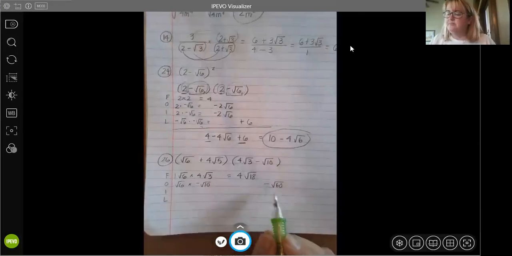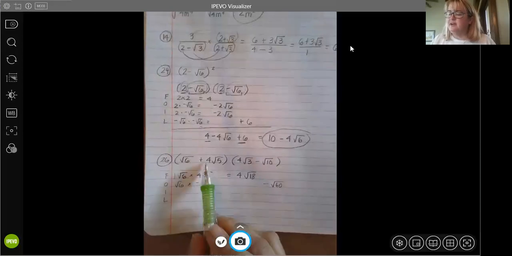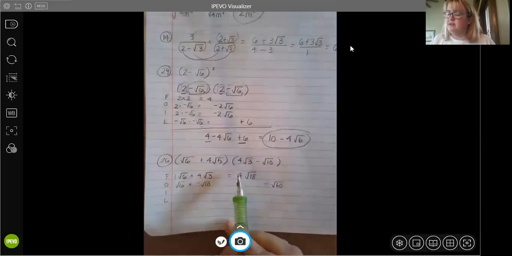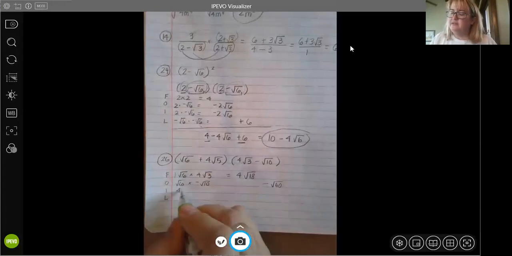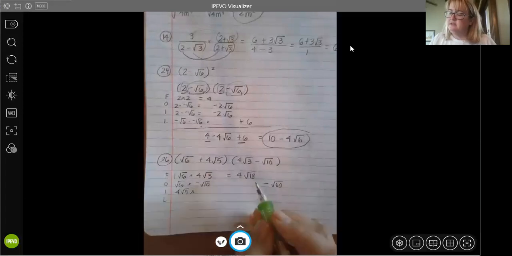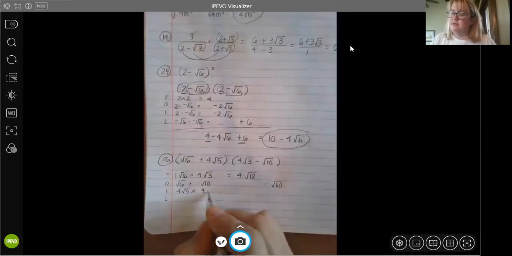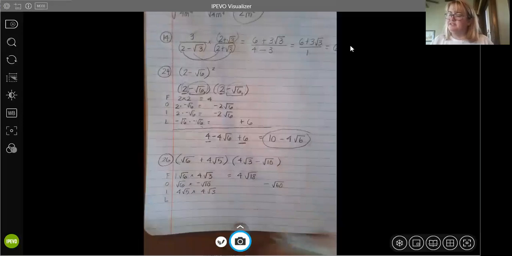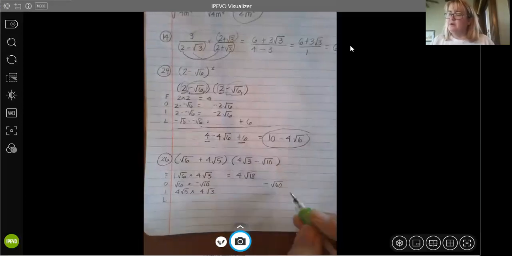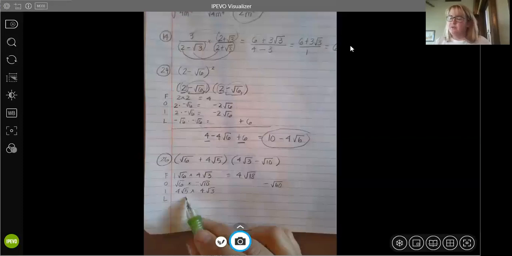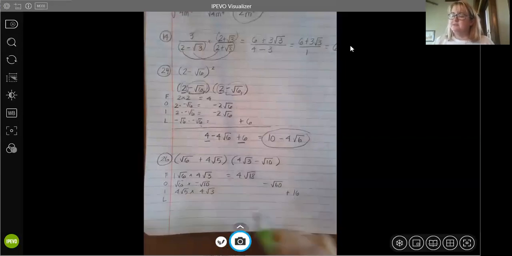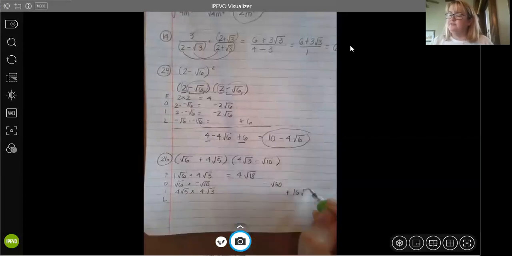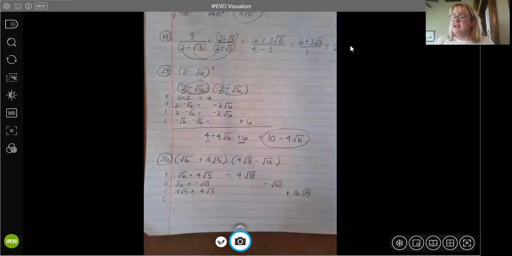All right, inner is 4 times the square root of 5 times 4 times the square root of 3. I'm going to put this over here because it's not going to match that. 4 times the square root of 5 times 4 times the square root of 3. 4 times 4 is 16. And they're both positive, so it's plus. Square root of 5 times square root of 3 is square root of 15.